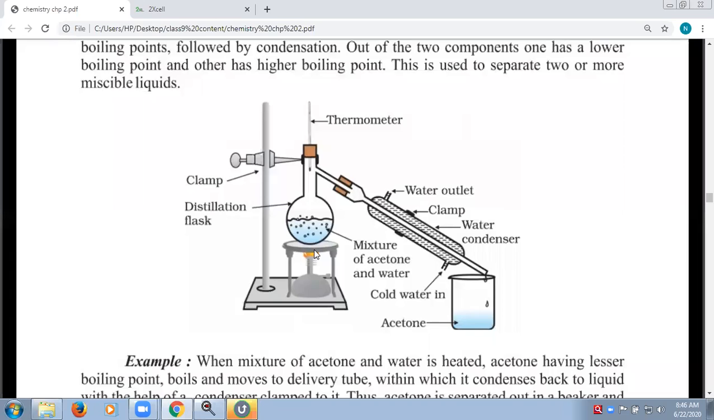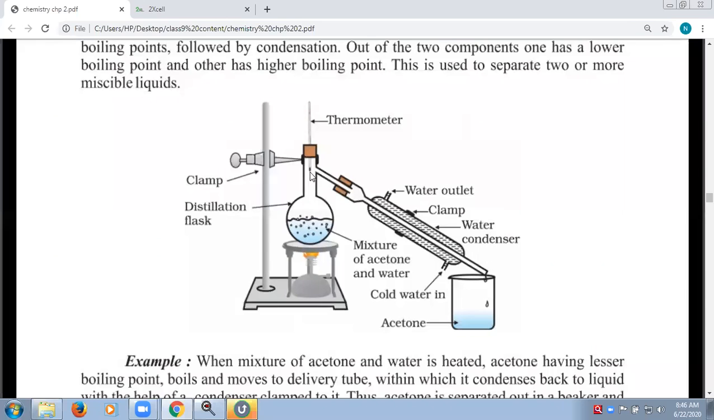Okay, so the same process is applied for purifying seawater also. As we all know, seawater contains a lot of salts dissolved in it. Okay, what happens over here? Salts have a higher boiling point than water.